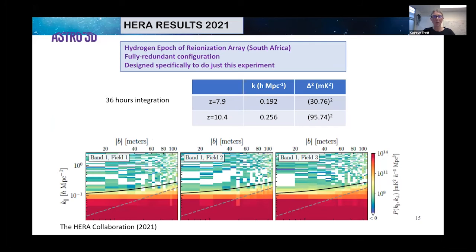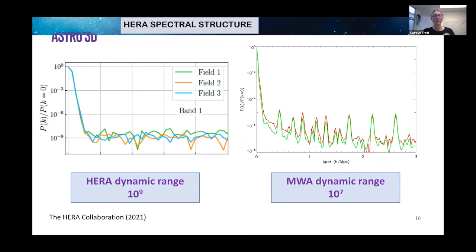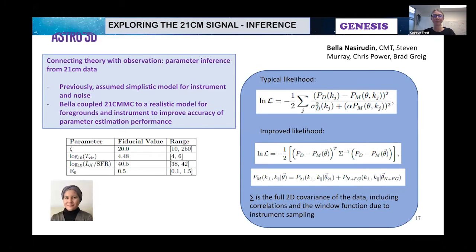Their results are at redshift 7.9 and 10.4. So again, fitting in different pieces of the puzzle for this full evolution of the universe. What's really interesting is that their system is designed to be very, very clean, and they're getting 10 to the 9 in dynamic range in their power spectra. We're getting about 10 to the 7 at the moment. And so a lot of the work that we're doing is to increase that dynamic range and really be able to push down to the sort of things we're seeing out of HERA.